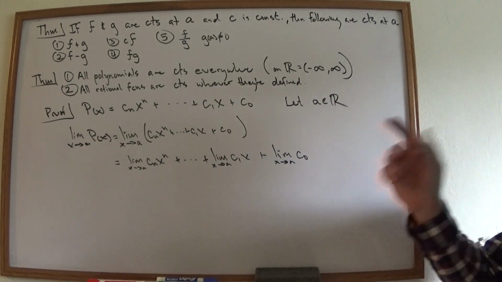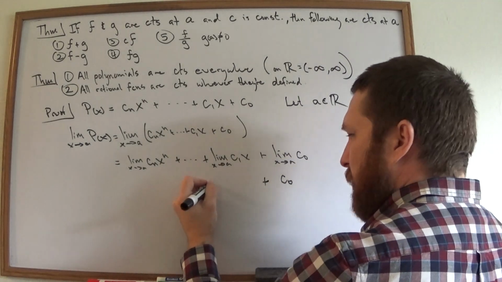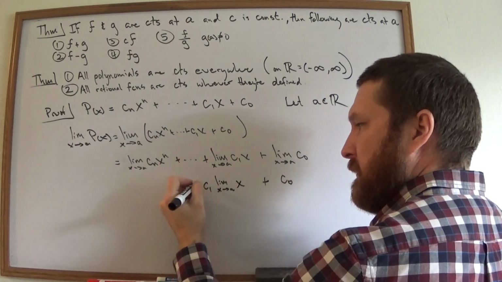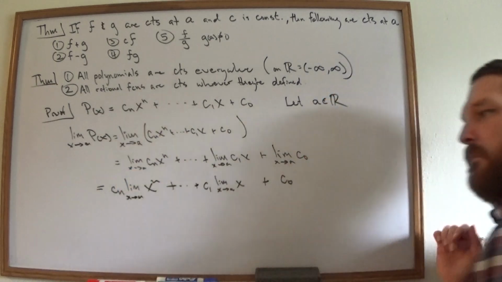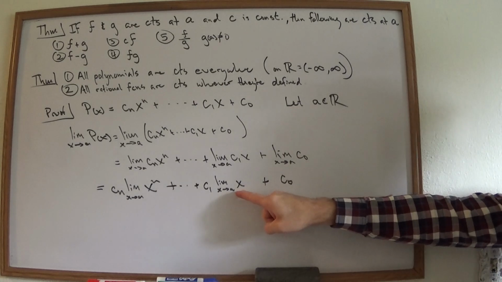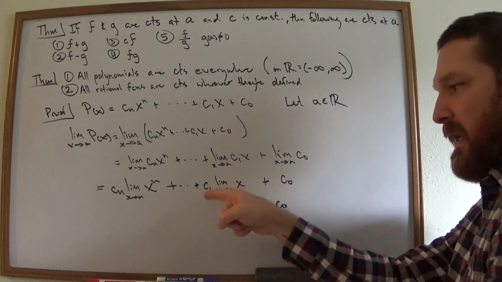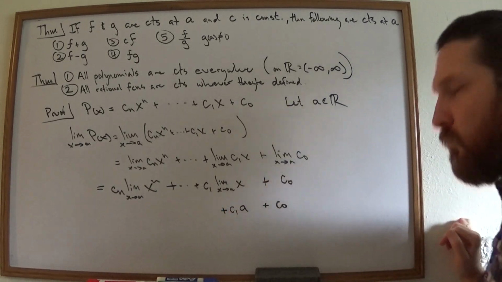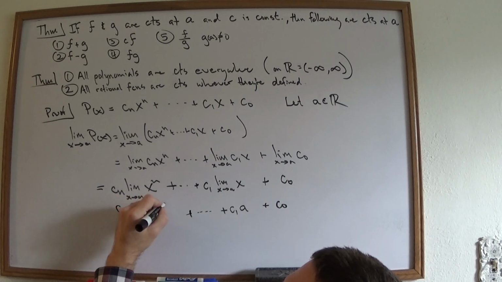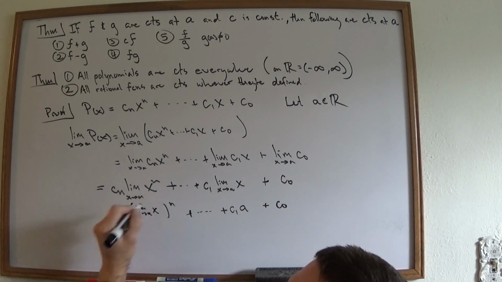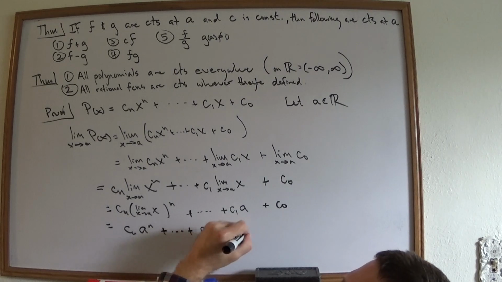Now we use limit laws again. The nice thing about this: what's the limit of a constant? Just the constant. Constants come out, right? That was part of the limit laws. How nice. And so I'm going to pull constants out: c_n times the limit as x goes to a of x to the n. We use the limit laws again, and what's the limit as x goes to a of x? a. So the c_1 term is c_1 times a. All the others are the same, with the n coming outside. That's just a, so that's c_n a to the n plus all these down to c_1 a plus c_0.